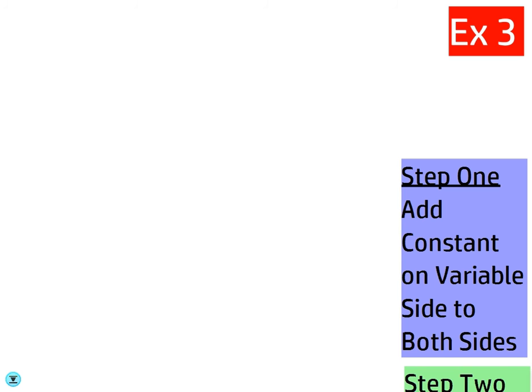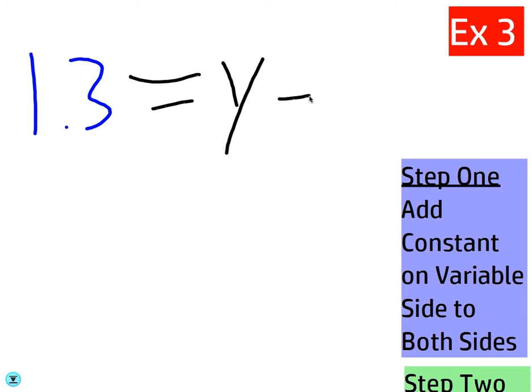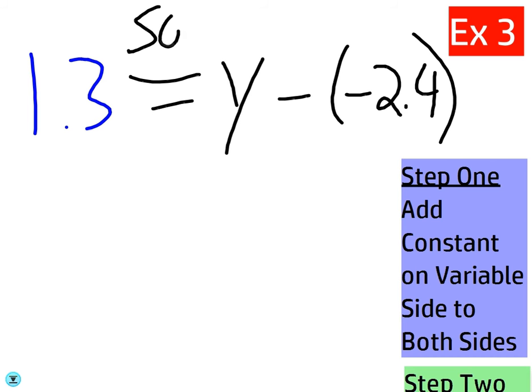So, with that being said, we're going to have 1.3 equal to y minus negative 2.4. Now this is a single step subtraction because a number is being subtracted. Now this one looks weird, but you're still going to add the constant on the variable side to both sides.